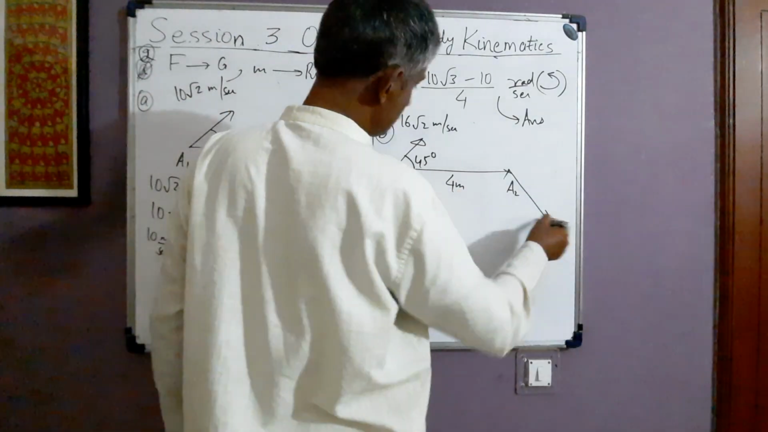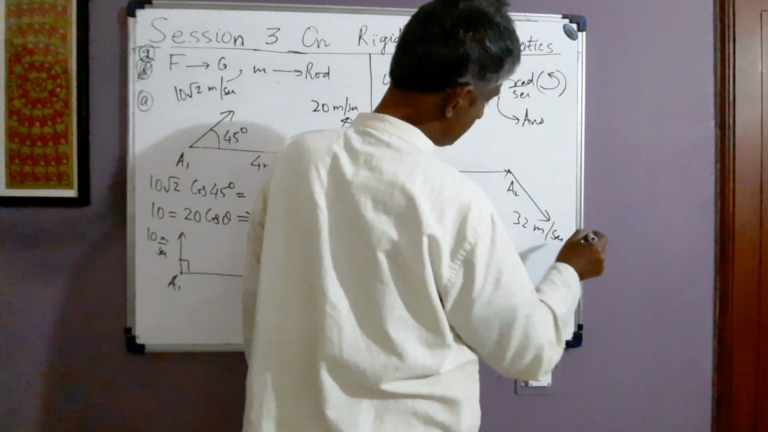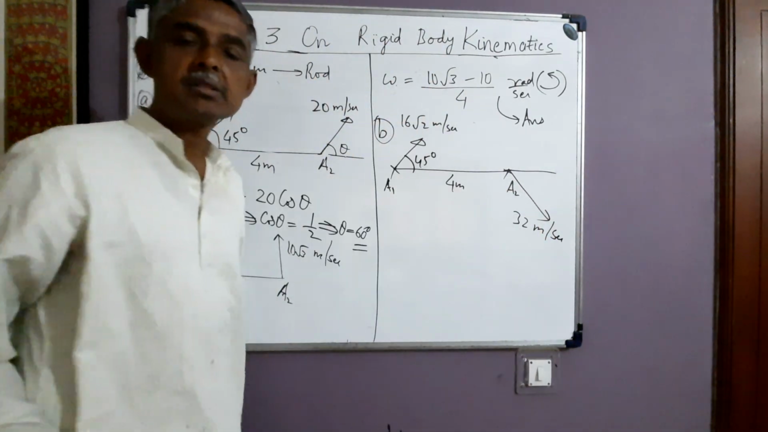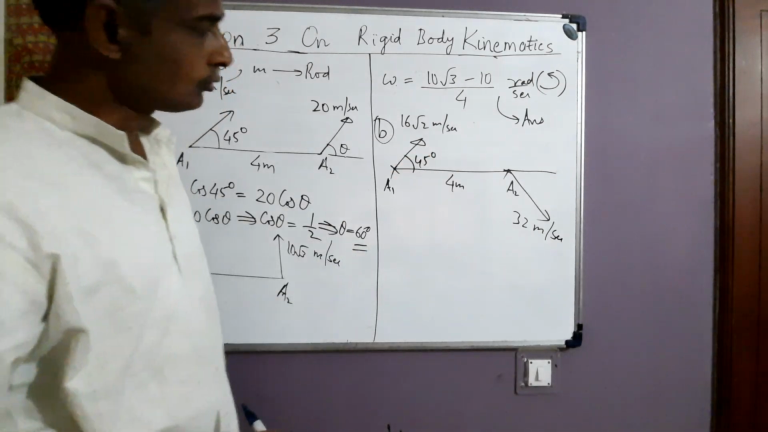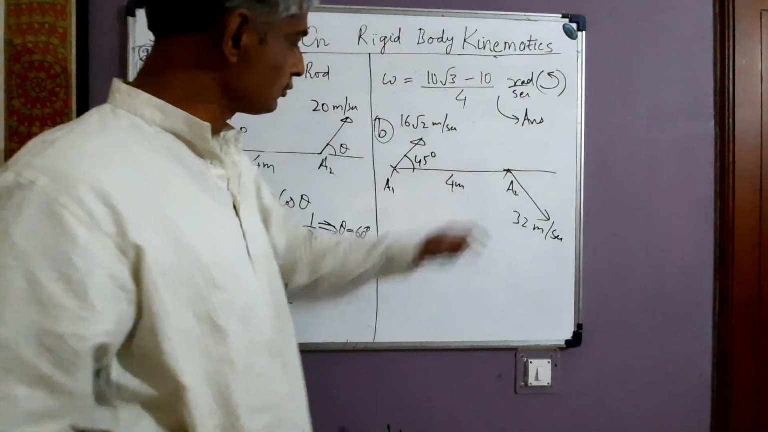And let's say the velocity of A2 is 32 meter per second. Again, this velocity's direction is unknown. It is in this plane, but its direction is not given. Now again, we have to find the value of omega. So omega is equal to relative normal speed by separation. So you must know the normal velocities of A1 and A2.